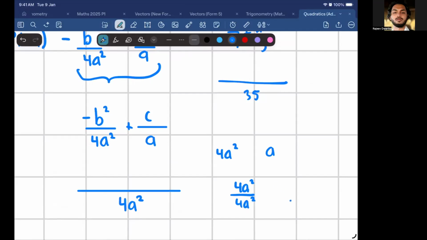Okay. Could a go into 4a squared? Yes, it could. You would put one of the a's here, and you would end up with what? 4a. So Caleb, can 4a squared work as the lowest common denominator? Yes, 4a squared could work, because 4a squared could go into it and a could go into it without leaving a remainder.